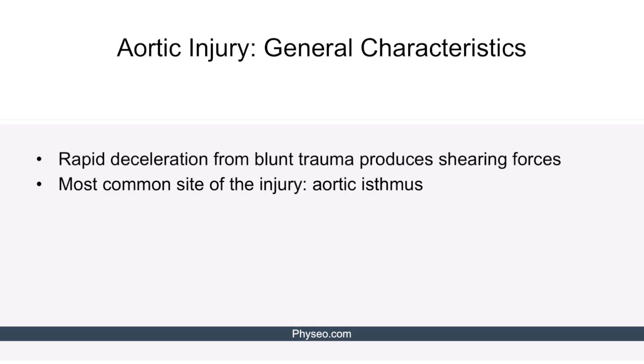Let's define and understand the general characteristics of aortic injuries. First, rapid deceleration from blunt trauma produces shearing injuries between fixed and mobile parts of the aorta, leading to a partial or complete tear of the aorta. Trauma can also lead to aortic dissection as well. The most common site of the injury is the aortic isthmus, where the aorta is relatively fixed, has weak tissue strength, and is greatly compressed between the chest wall and vertebra.